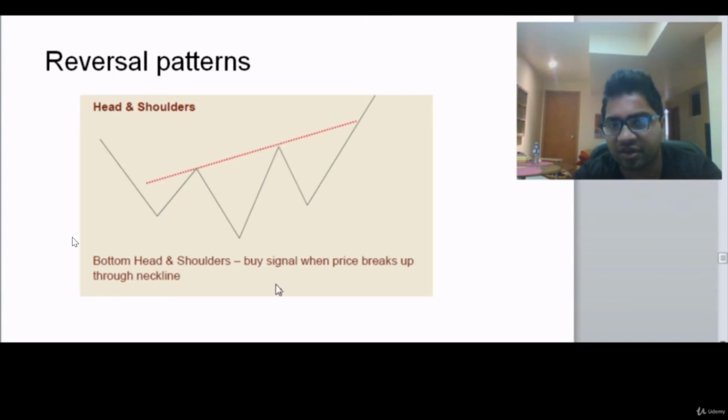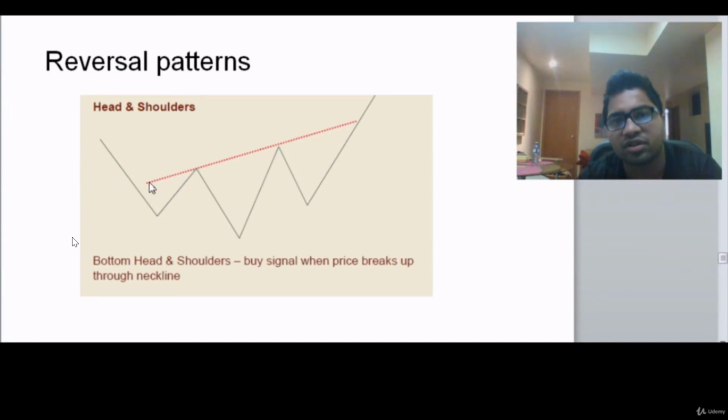So this is an inverse head and shoulder. For example, it is a downward trend. The stock price rises. It forms one shoulder. So this is shoulder 1. It again goes up and down. So it forms a head. And it again goes up and down. So it forms a shoulder 2.